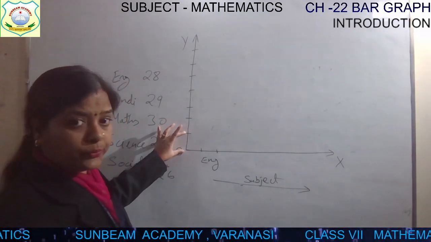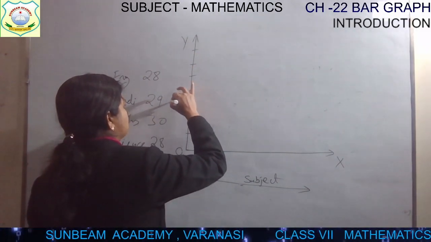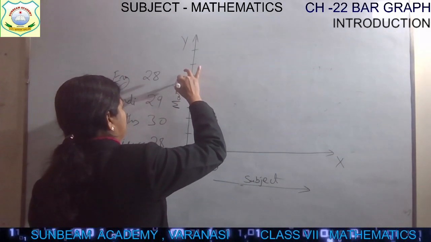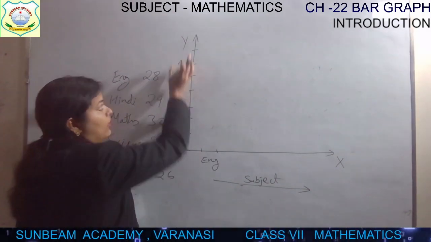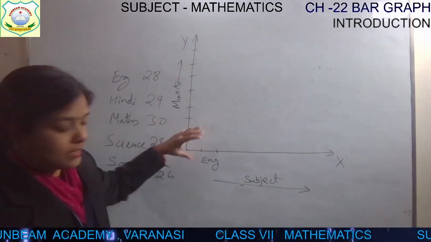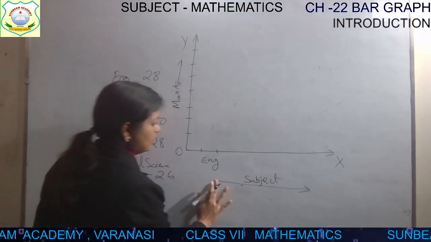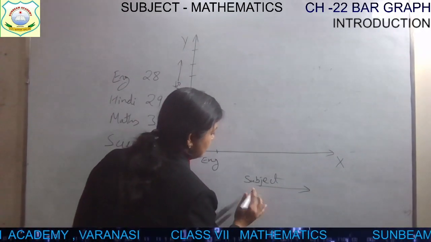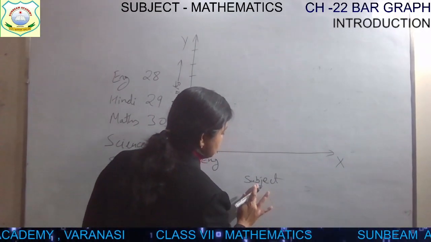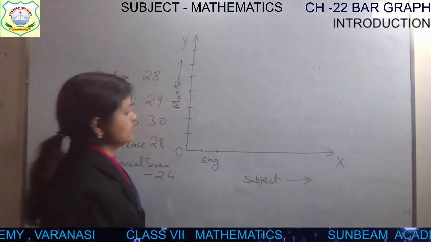Now, 1 unit first of all we will set. This is the y-axis and this is your marks, children. You will plot marks here. And what you will plot here? You will plot subjects here. ठीक है? यहाँ पे आप क्या plot करेंगे? You will plot subjects here.